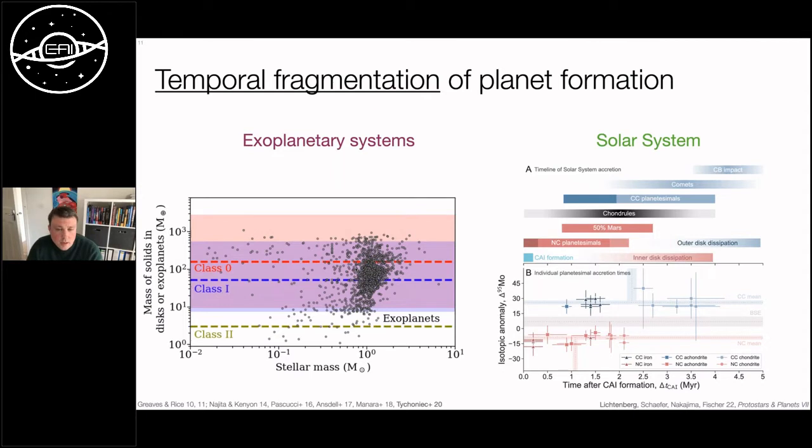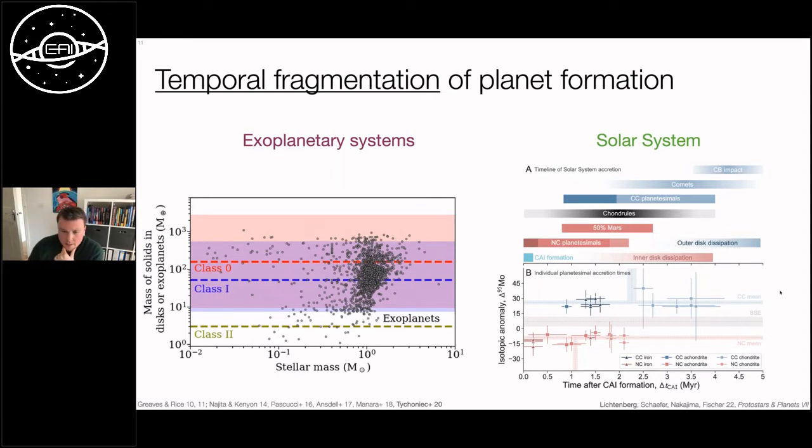And this is super weird, right? Because it suggests that class 2 disks are not massive enough anymore to form the exoplanets we observe, immediately suggesting that exoplanets must form or start forming in the class 0 and class 1 stage to explain the masses we see. We have corroborating evidence from the solar system for this trend.